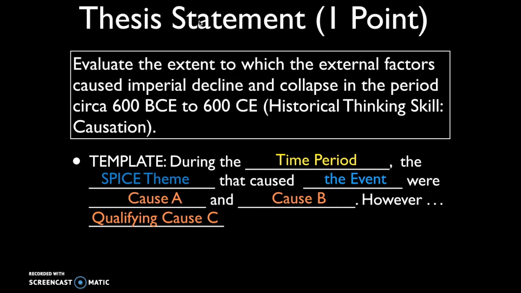So maybe you came up with something along the lines of, during the classical age or during the period of 600 BCE to 600 CE, the major external factors that caused the decline of and collapse of empires were the spread of diseases into those empires and maybe the invasion by nomadic peoples. However, although there were many external causes, there were also a number of internal causes, such as some internal rebellions that came about as a result of increasing gaps between the rich and the poor.